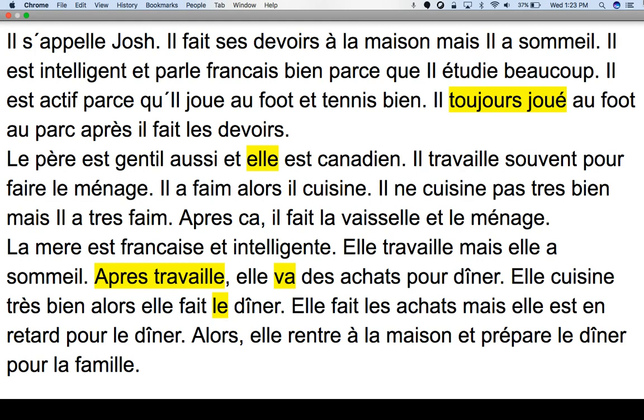The next thing I want us to look at, and these are now in red, are all of the vocabulary pieces the writer used that are from this chapter.